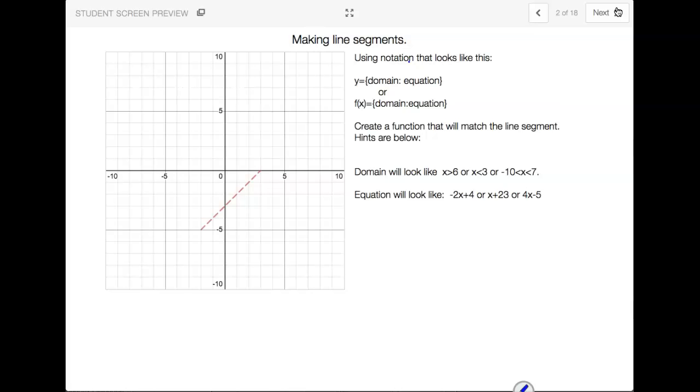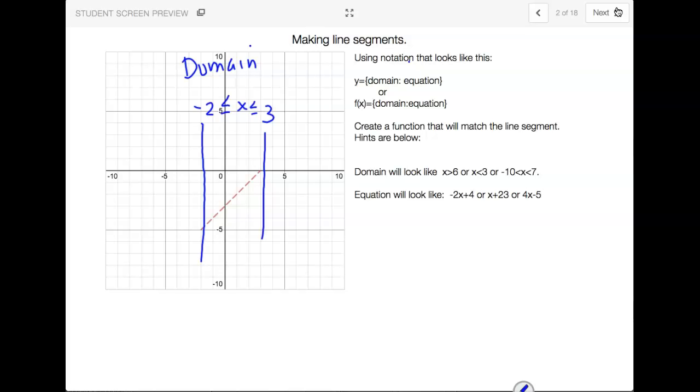So the first thing you want to do is identify the domain. We are going to basically break our x-axis up and say what chunks of our x-axis do we really want. And we really only want to be between this -2 and a +3. So my domain is going to be that x has to be in between those two values. And then I still need to come up with an equation for that line segment.